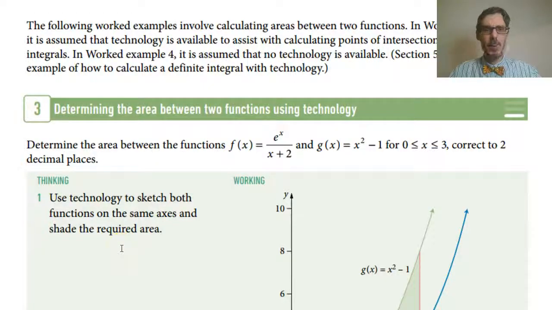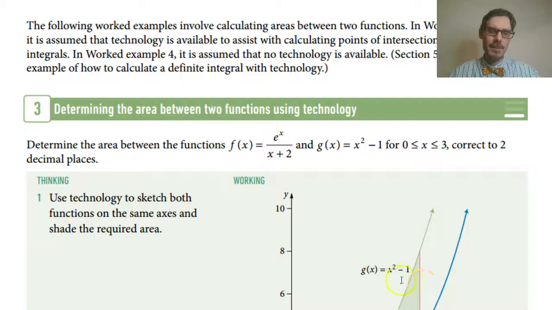So let's try an example. Determine the area between this function and this function between 0 and 3. Correct to 2 decimal places. Now, correct to 2 decimal places is your hint that you don't have to be exact, so you don't need an algebraic solution. You can do this one using your graphics calculator.